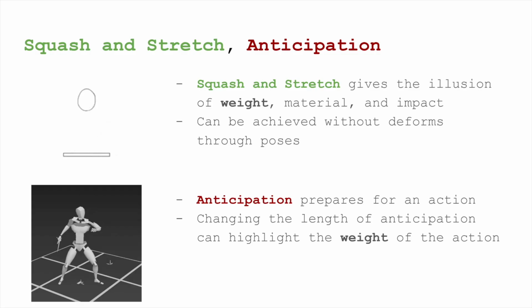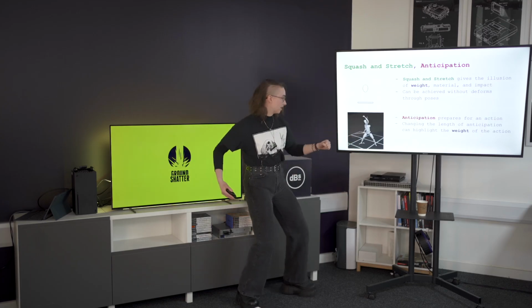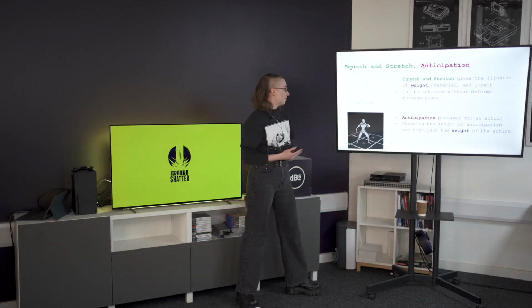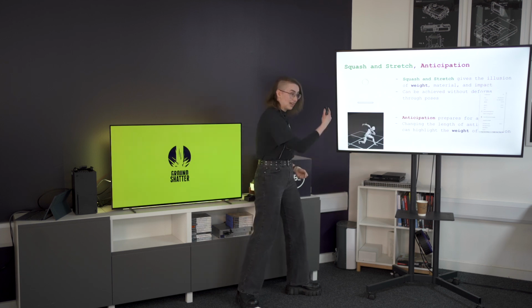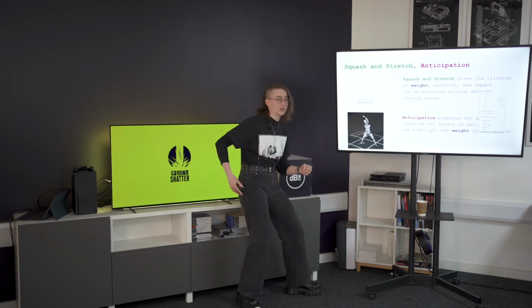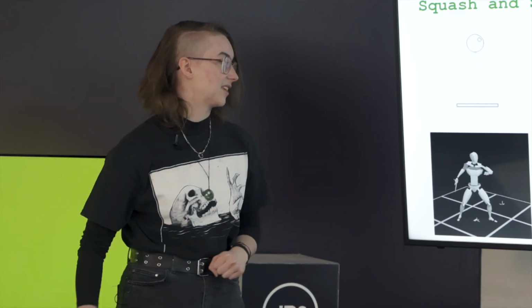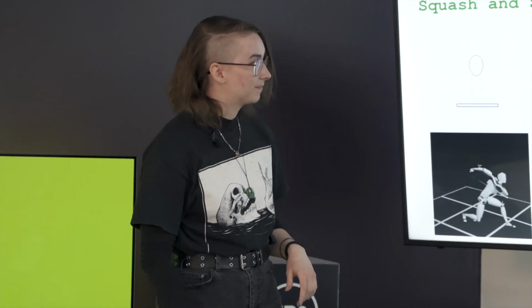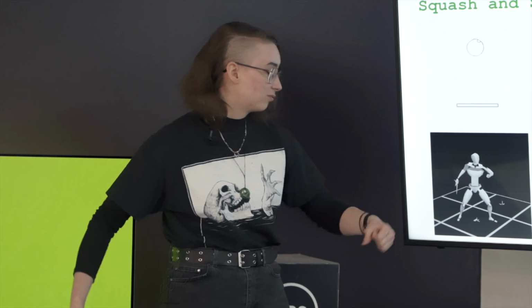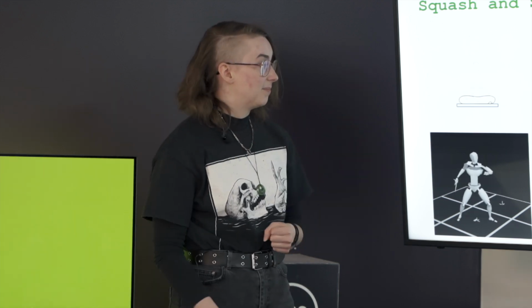And similarly, anticipation prepares for an action, but changing the length of the anticipation can highlight what the weight of the impact is going to be. So in this specific example, we have this guy pulling back for a rising uppercut. For the length that he's pulling back, you can tell it's going to be a heavy hit because of how long he's pulling back for. If it was just a quick bop, you'd expect it to be a light hit, like a tap. But because he's really putting everything into it, the anticipation suggests that there's more weight behind it.